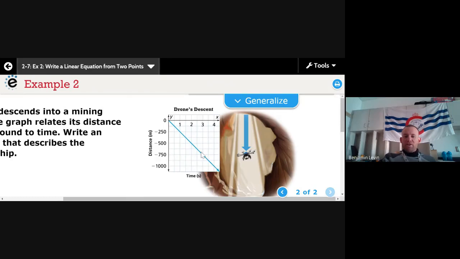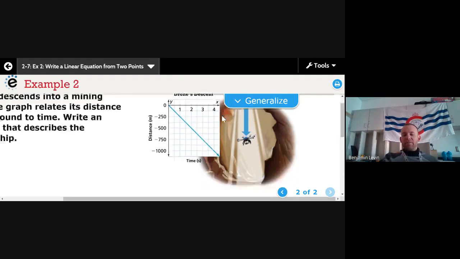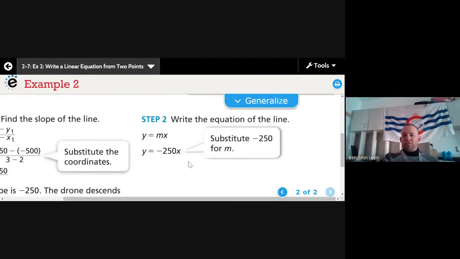So this equation will work for any point along this entire line out into infinity, because you can see the arrow pointing down that it keeps going and going, right? This line goes into infinity. We could figure out how low the drone would be after 47 seconds, right? All we would have to do is negative 250 times 47. And we would obviously want to use a calculator for that.